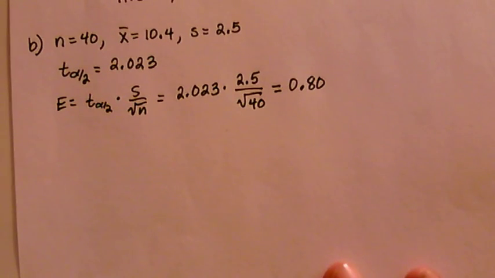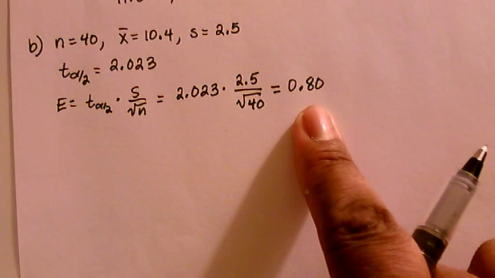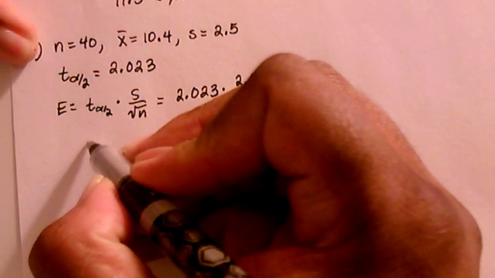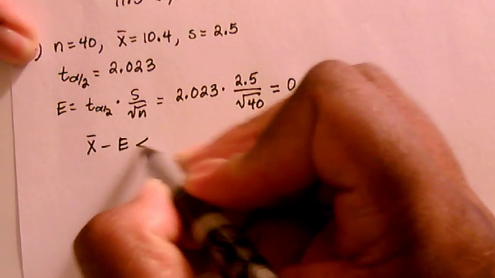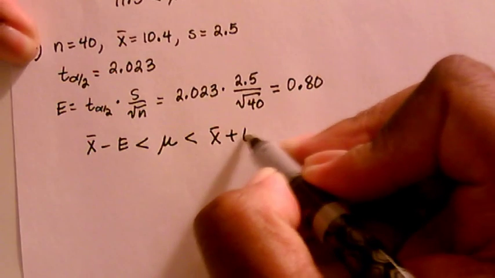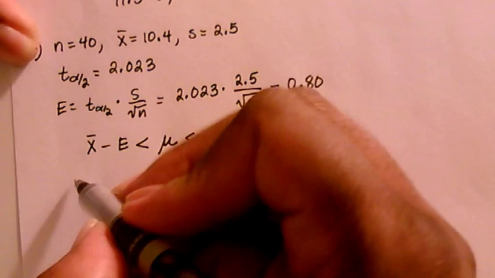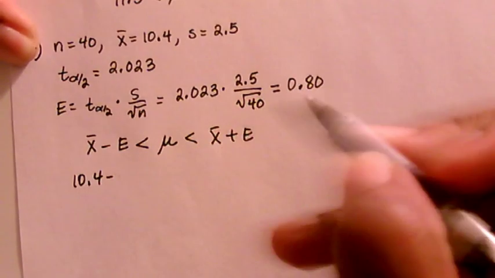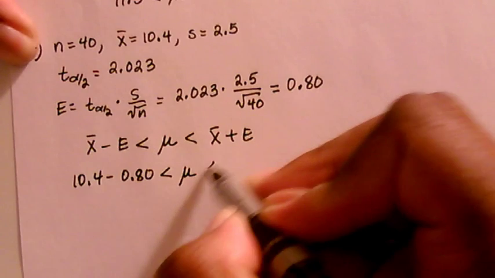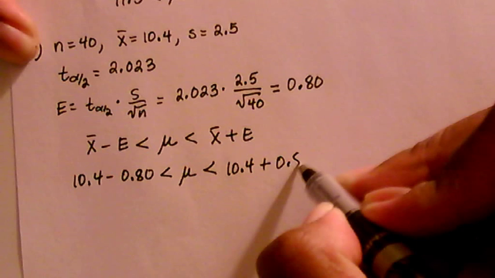And from that, we can do our confidence interval, because we know what x bar is, we know what our margin of error is. So in this case here, that's x bar minus e, and that's less than mu and less than x bar plus e. So x bar is going to be 10.4 minus your margin of error of 0.80. That's less than mu and less than, again, 10.4, this time plus 0.80.